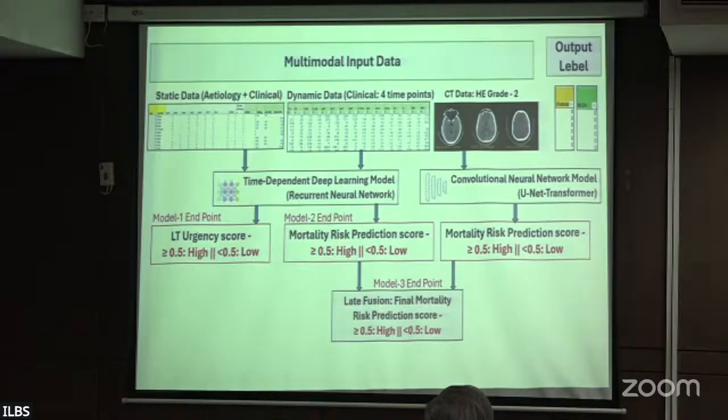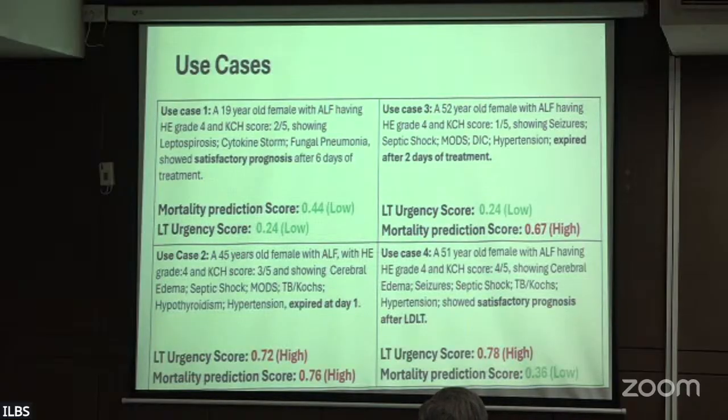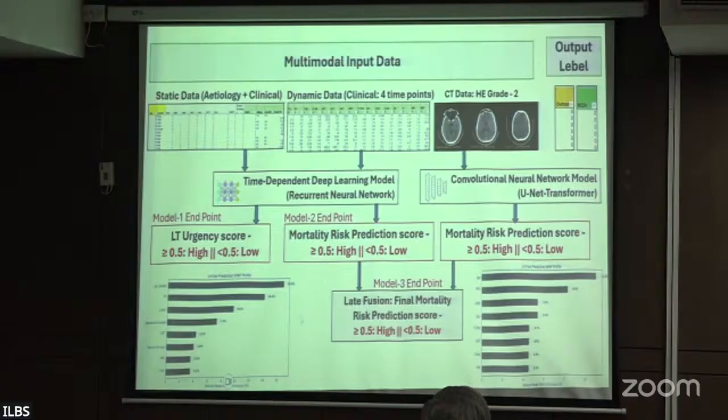Some few variables. Okay. So in this model, when the parallel models are there for prediction of the risk, then a weighted summary can be made, and ultimately the late fusion and mortality risk prediction score was calculated. So with some clinical, this was the priority.